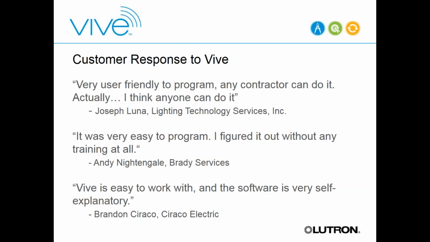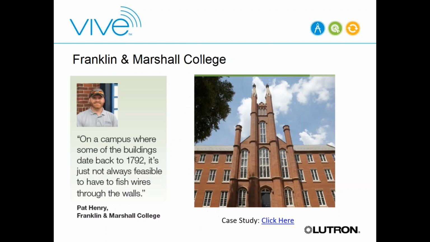And as we've shown this even with demos and installations and tests, not only that, but on the projects we've done, both big and small, this has been the response across the board. So that simplicity really shines through, even in old buildings. And we've got a case study here that goes through how, even in a building going back to 1792, we were able to put lighting control in where they couldn't before. Because as Pat Henry said, it's just not feasible to always have to fish wires through the wall.